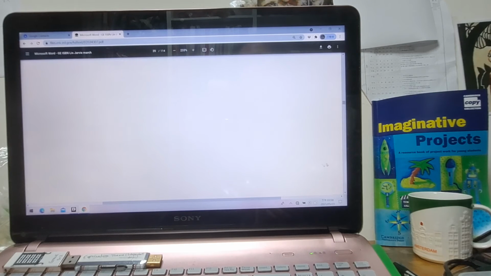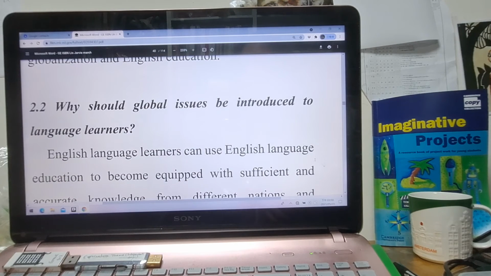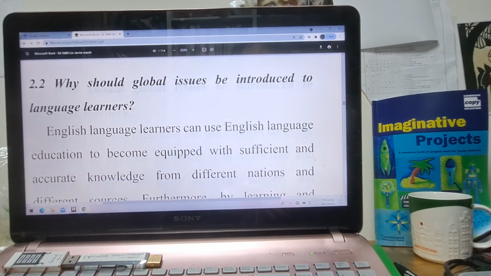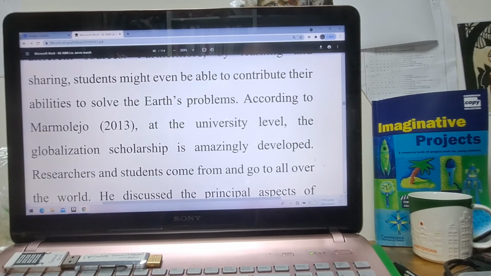At this moment in world history, there is a commonality and necessity between globalization and English education. So why should global issues be introduced to language learners? Why? English language learners can use English language education to become equipped with sufficient and accurate knowledge from different nations and different sources. Furthermore, by learning and sharing, students might even be able to contribute their abilities to solve the Earth's problems. According to Mauro Leggio, in 2013, at the university level, the globalization scholarship is amazingly developed.